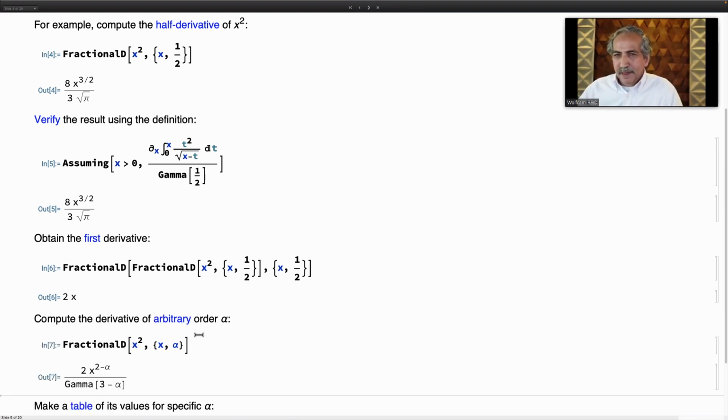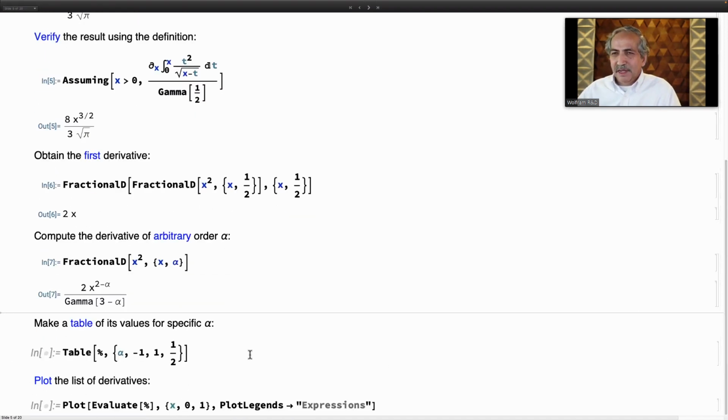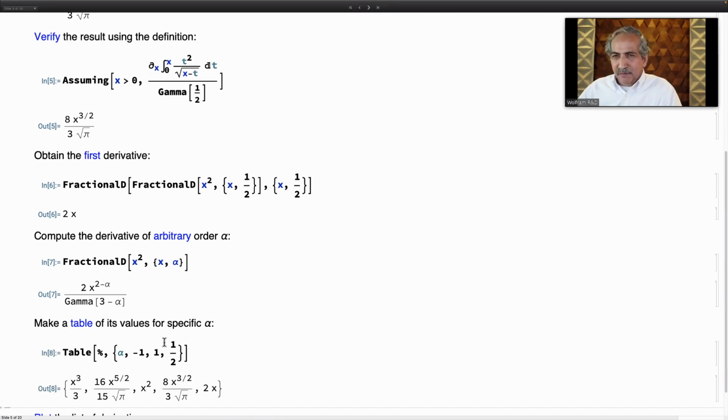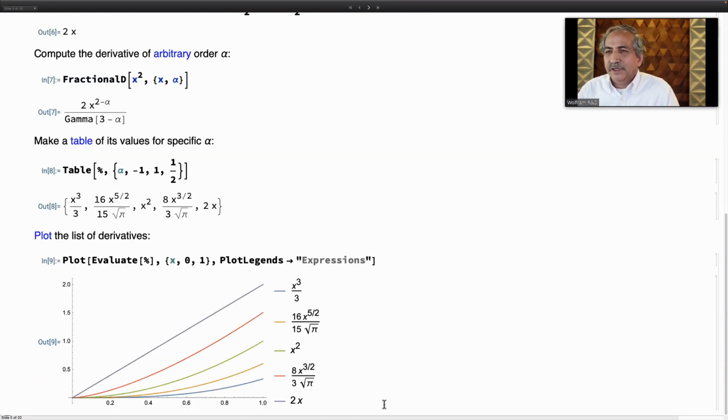Sure, we can. Can you make a table of values? Sure, we can. So let's make a table of values of the -1 derivative, the integral, the first derivative, etc. Okay, and you go in steps of 1/2. Now if you see, you can actually plot, and when you do that, you get back exactly the picture which I showed you in the earlier slide, that interpolation picture of going from the derivative to the integral. So that's the Riemann-Liouville derivative.